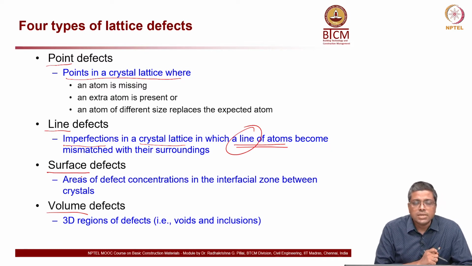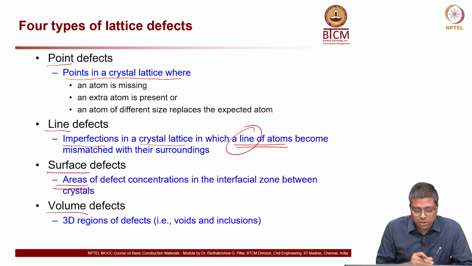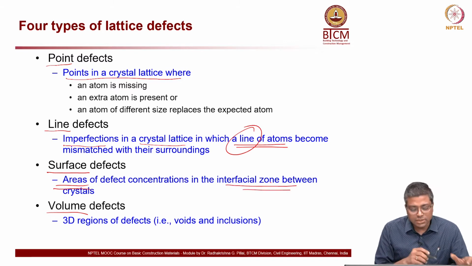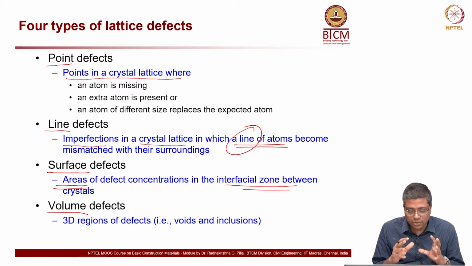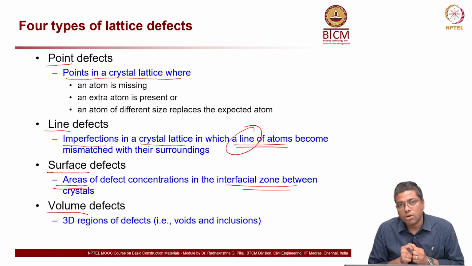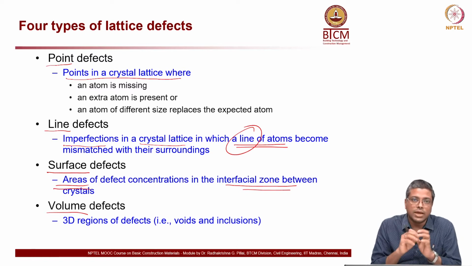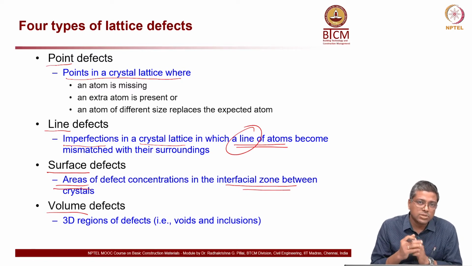Then another one is surface defect, which is basically looking at the area. That means you are talking about one more dimension: 2 dimensional defects, or areas of defect concentration in the interfacial zone between the crystals. This essentially has to do with the grains. When 2 crystals come close to each other, there could be some defect in that region, and we call that grain boundaries. If you have a crystal like this and another crystal, wherever they come in contact is a region where you have a defect. So, it is a plane defect.